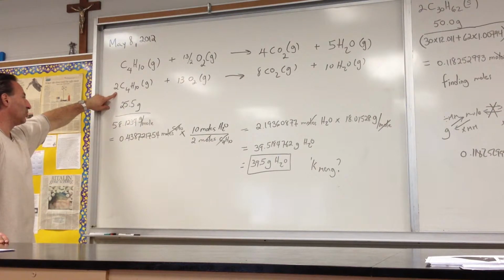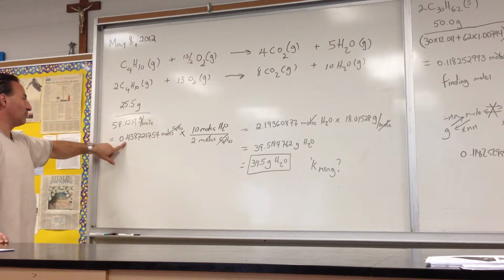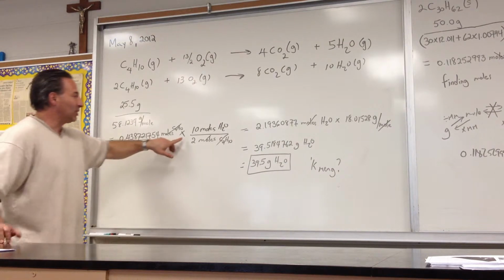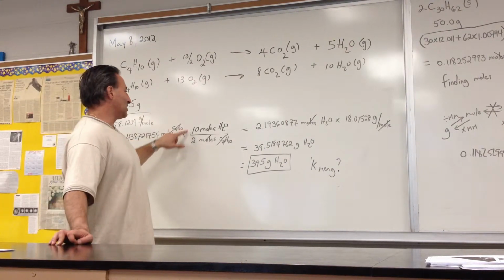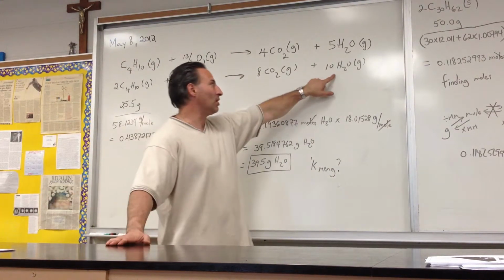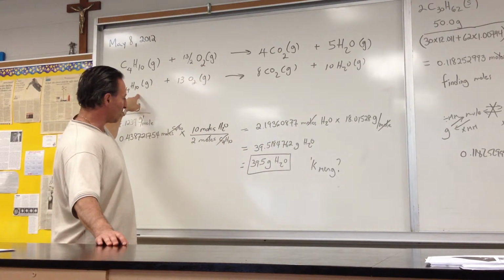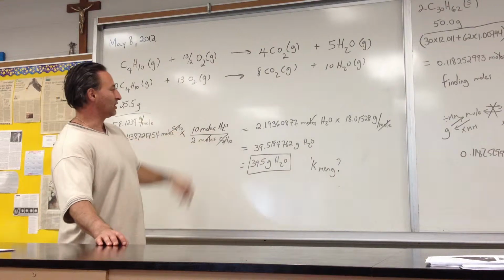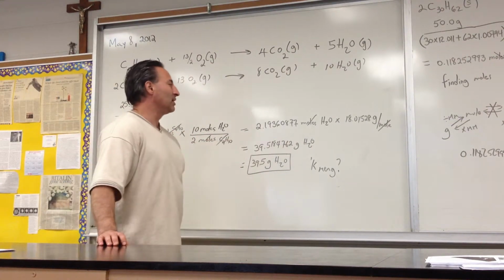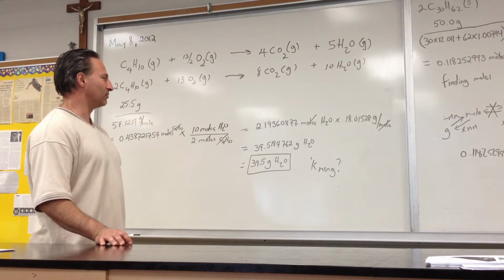First, we find the number of moles of butane, and that is 0.43. Then we multiply by the stoichiometry of the reaction, which is 10 to 2. 10 moles of water are produced for every 2 moles of butane that is burned. Moles of butane will cancel, and we get 2.19 moles of water being produced.